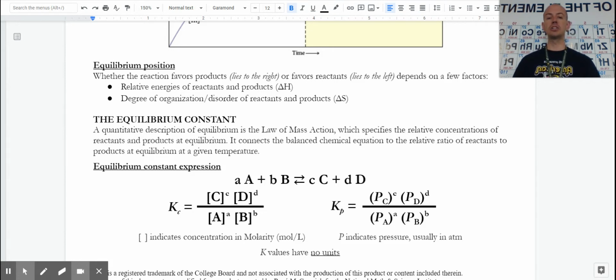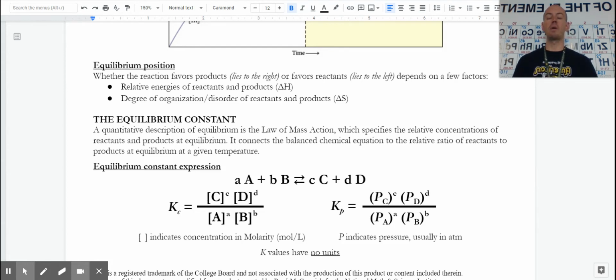If we're talking about a gaseous system, sometimes it's easier to measure the pressures. So when we do that, we would be thinking about the K in terms of pressures. So we would do the pressure of C to the c power, the pressure of D to its exponent, over A and B. This one, we use that capital P and we don't use square brackets. Square brackets means concentration in terms of molarity.